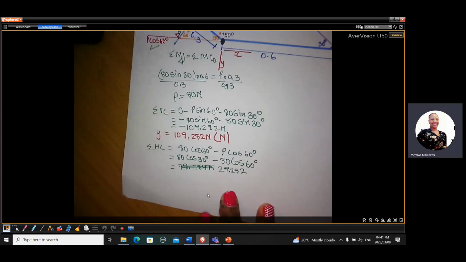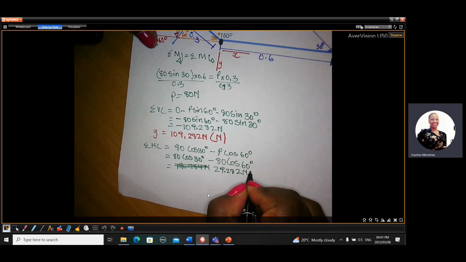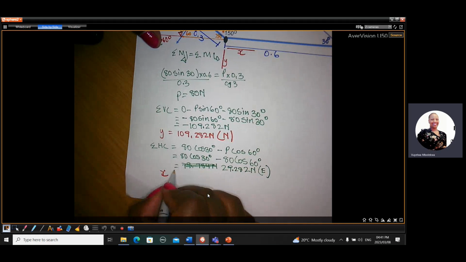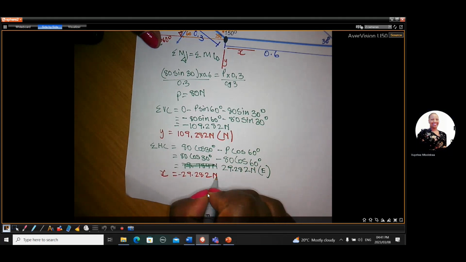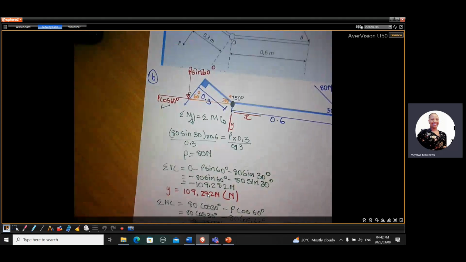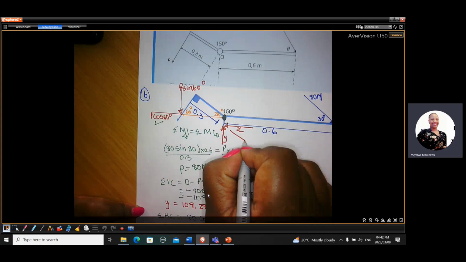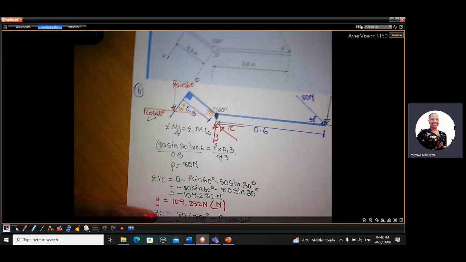All right. So it came as a positive already. It means it must go east. And then the X force must be negative 29.282. It must go west. Okay. So the X force is going west and the Y force is going north. So the resultant reaction is going like that.